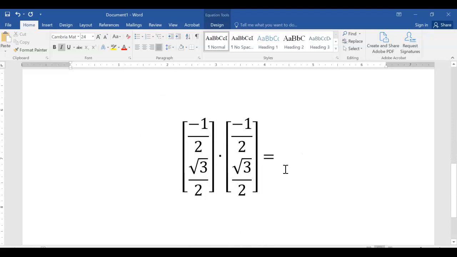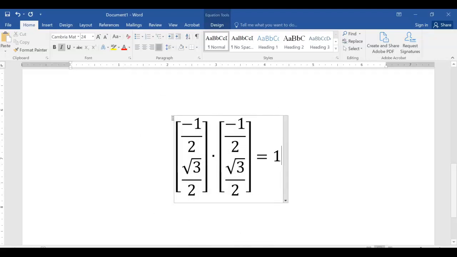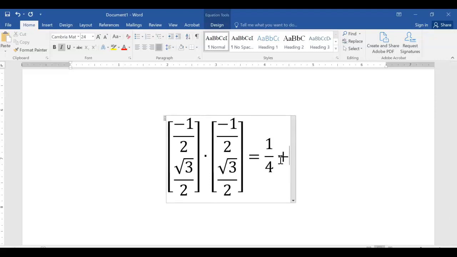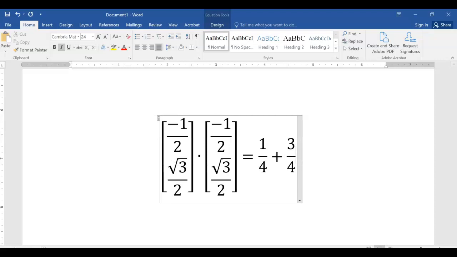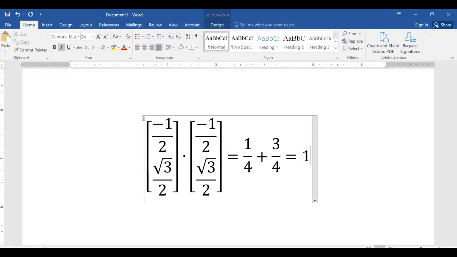If I go to this vector, for very similar reasons, negative 1/2 times itself is a positive 1/4. Root 3 over 2 times root 3 over 2 is going to be 3 over 4. So the inner product of the vector times itself is 1. And again, that means that the length of that vector has to be the square root of 1, which is 1. So the length is 1 as well.